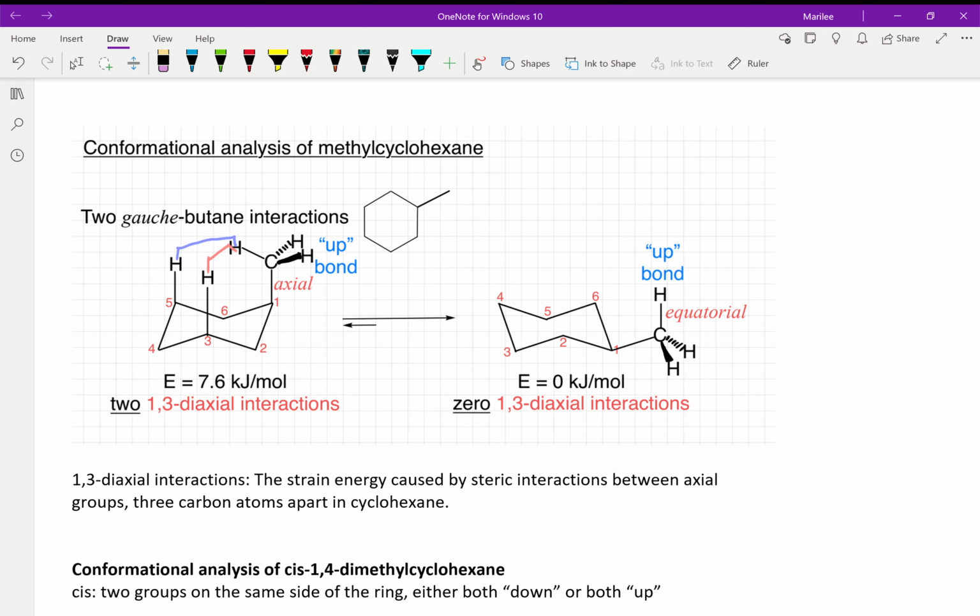So here in blue it says up bond. So the up bond is either going, oh sorry, it's for this hydrogen that is going up, this one.